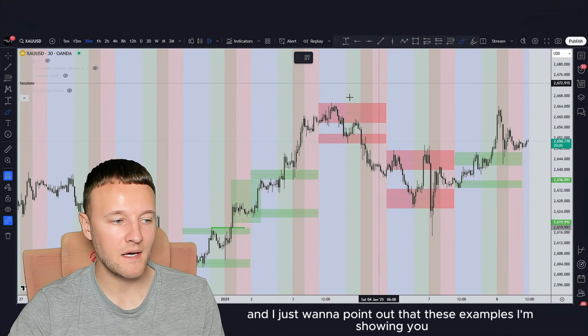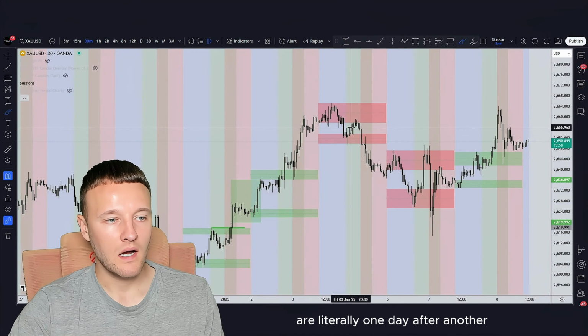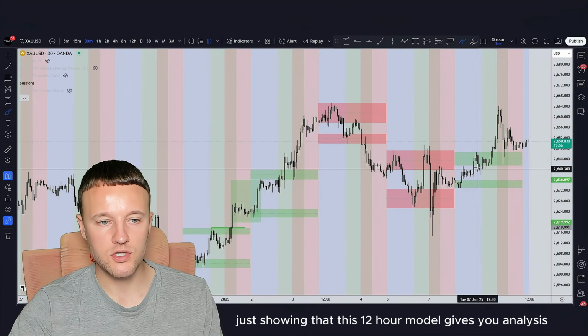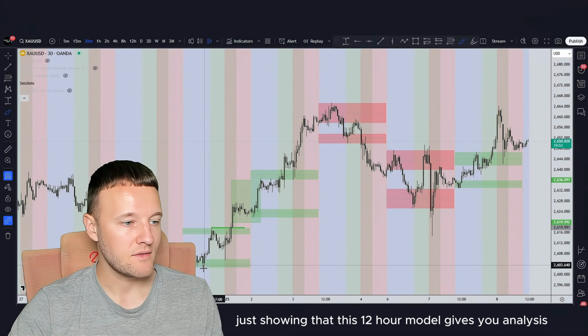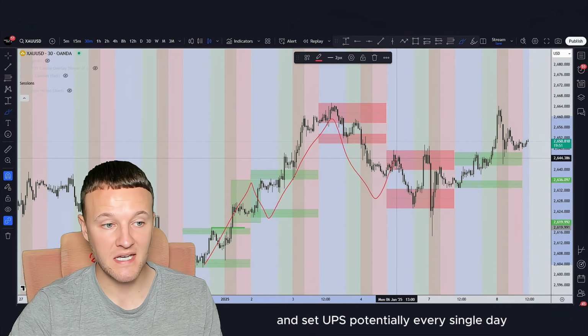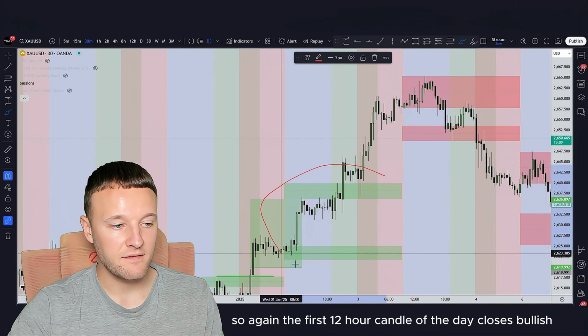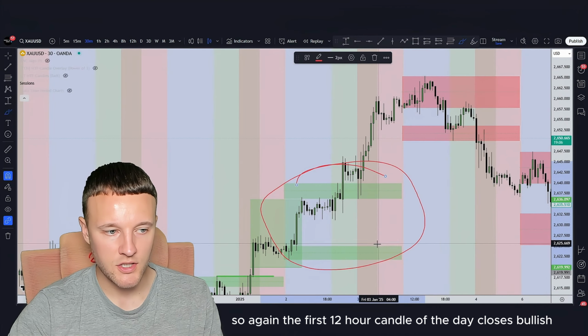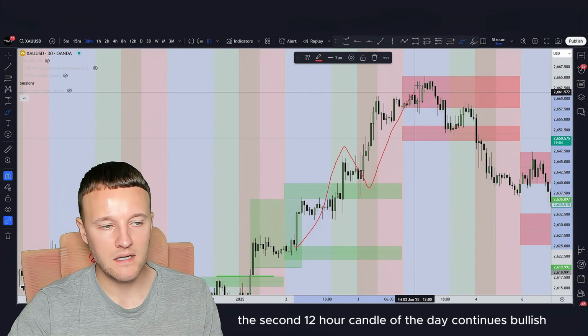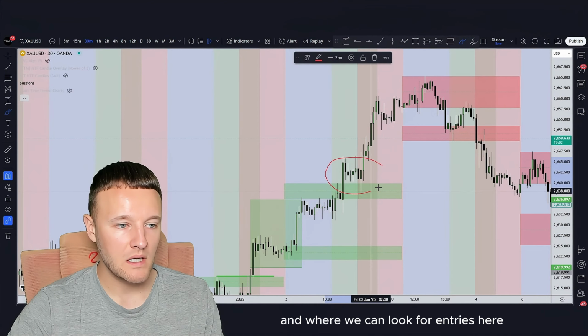And I just want to point out that these examples I'm showing you are literally one day after another, just showing that this 12-hour model gives you analysis and setups potentially every single day. So again, the first 12-hour candle of the day closes bullish. The second 12-hour candle of the day continues bullish, and where we can look for entries here.